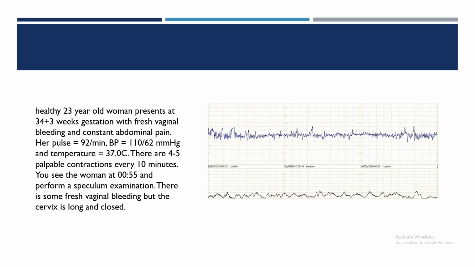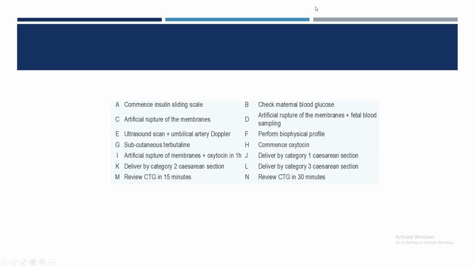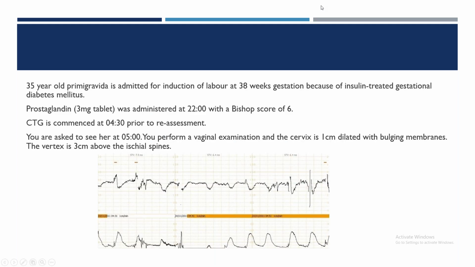Why not fetal blood sampling? She is only 1 centimeter dilated. How can you do FBS? The membranes are also intact, and we can't do it with intact membranes. Even if you rupture the membranes, she is not dilated enough to perform the FBS, correct?